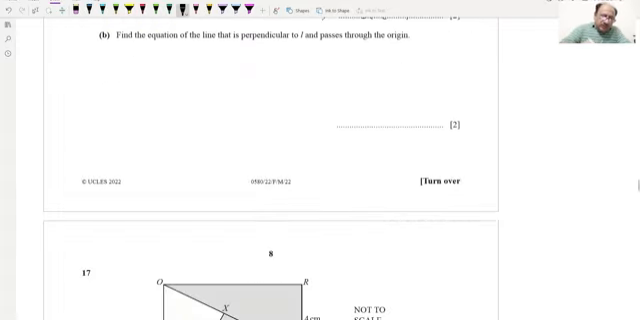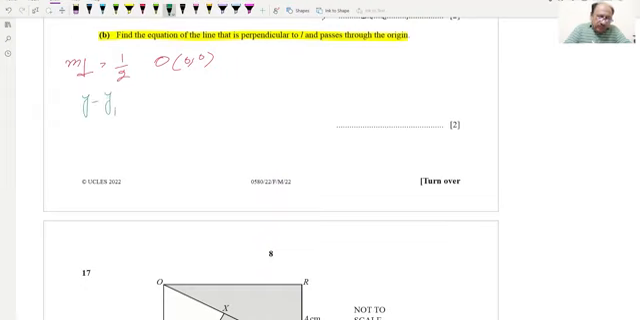Now we can move to part B, which says find the equation of the line that is perpendicular to L and passes through the origin. The gradient of the perpendicular will be the reciprocal with the sign changed. So that will be 1 by 2, and the line passes through the origin, so the coordinates of the origin are this one. So we can write the equation of the line in point slope form.